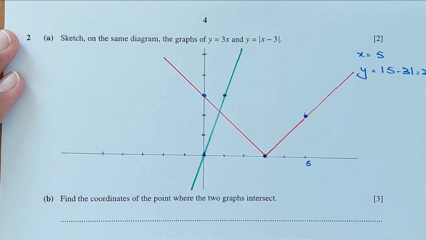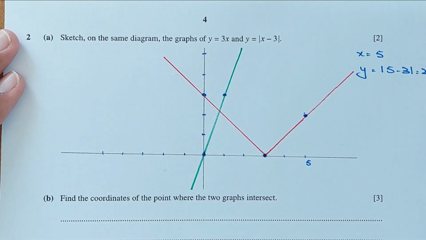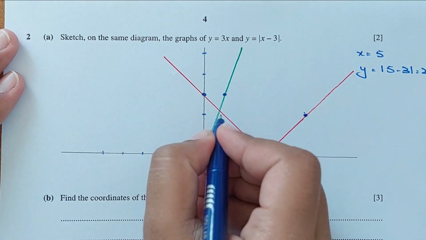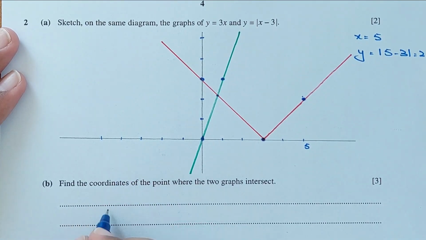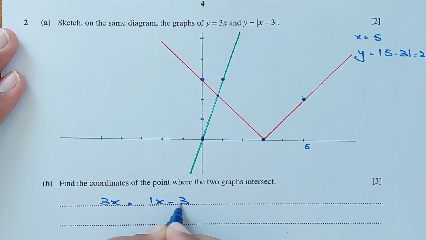Now for part B: find the coordinates of the point where the two graphs intersect. As you can see, the two graphs intersect at one point, this is the point of intersection. So we need to set both functions equal: 3x equals the absolute value of x minus 3, or 3x equals plus or minus (x minus 3).